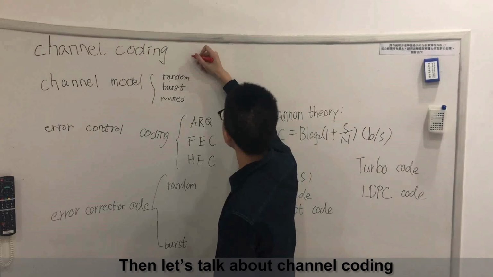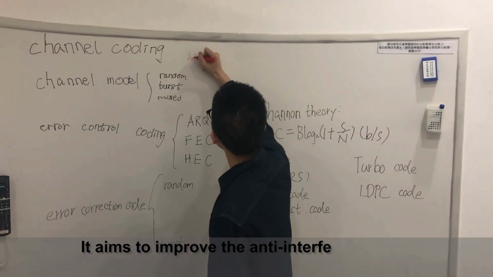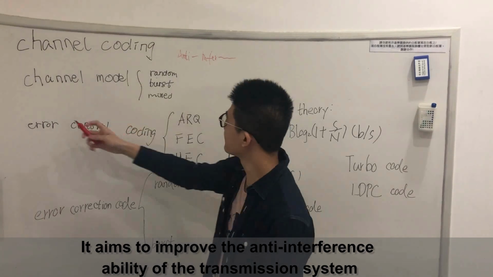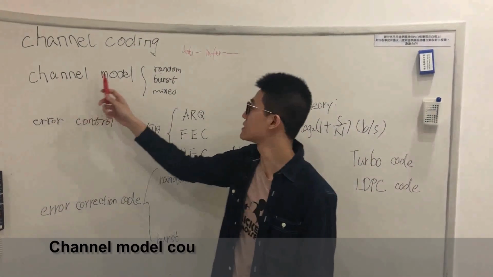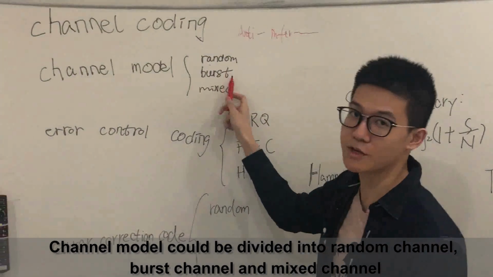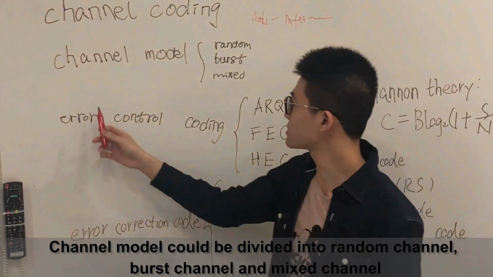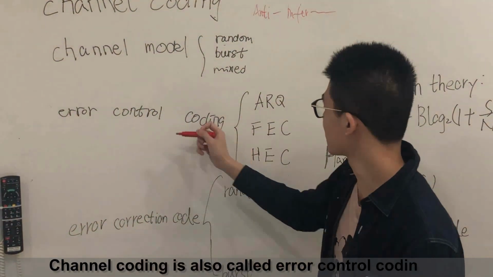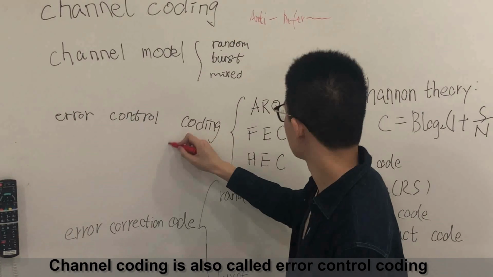Then let's talk about channel coding. It aims to improve the anti-interference ability of the transmission system. Channel models can be divided into random channel, burst channel, and mixed channel. Channel coding is also called error control coding.